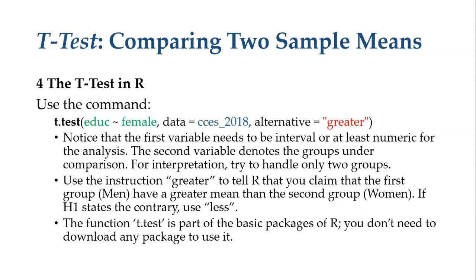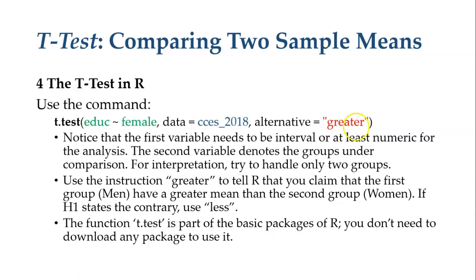Okay, couple of things. The first one is that, see that education goes first and later goes female. In other words, you always need to write the dependent variable first and the independent variable later. That's an important thing. Okay? The other thing that is important is that you use this part of the function, alternative equal greater. Notice that it's not double equal, it's just one equal, greater. Because we are saying that the difference between the two groups is going to be greater. So the first group is going to be greater than the second group. That's what we are saying here.